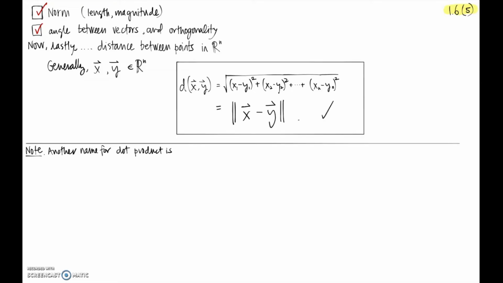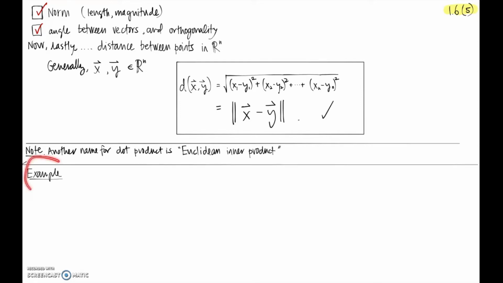I also want to mention that there is another name for dot product that you might come across, and that is Euclidean inner product. It's sometimes referred to as this, but more often it's called the dot product.